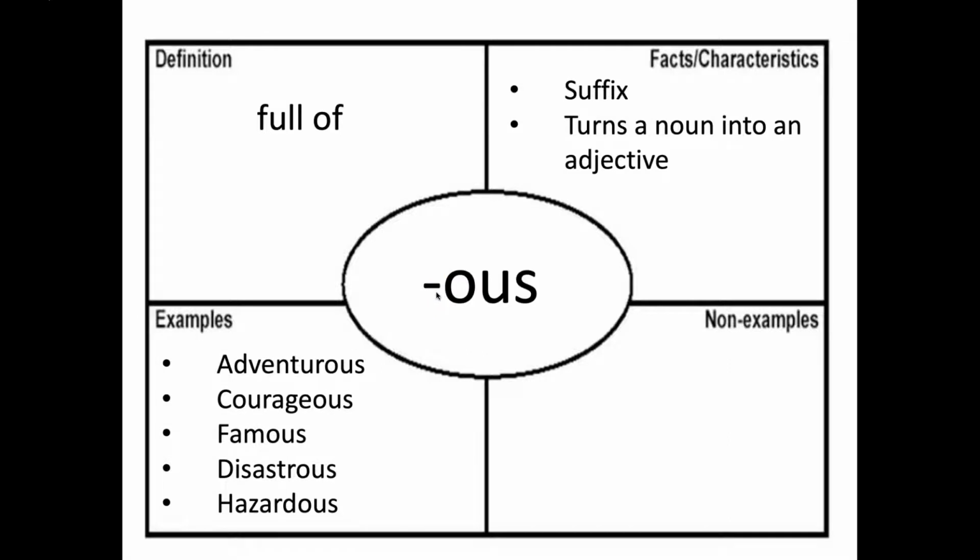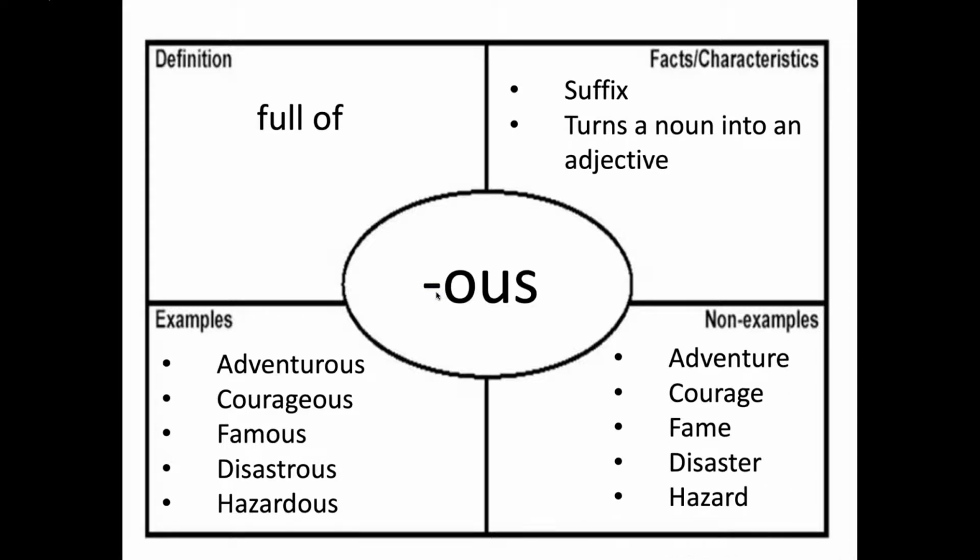So some examples are adventurous, courageous, famous, disastrous, and hazardous. And then some non-examples are adventure, courage, fame, disaster, and hazard. Notice that the non-examples do not have OUS. They are nouns. The examples over here have OUS at the end, and they are adjectives.